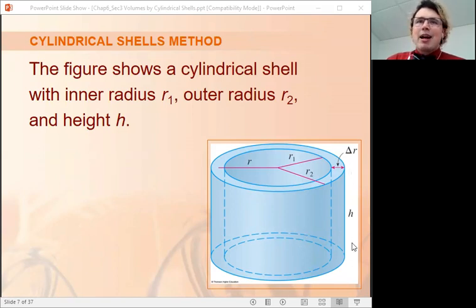I also need to keep track of the height of this cylinder, but the thickness, the delta R, delta just means change or difference. The delta R here is just the difference between R2 and R1. So let's find the volume of this cylinder.